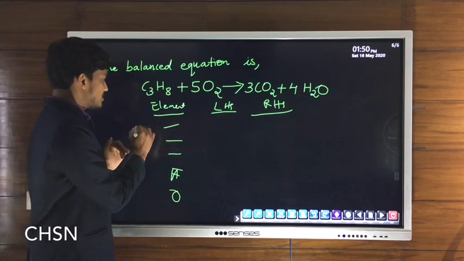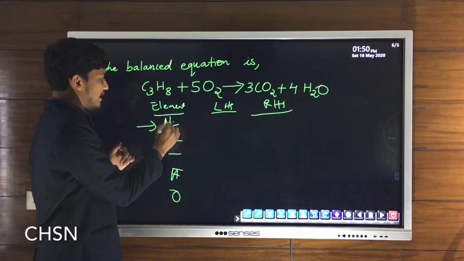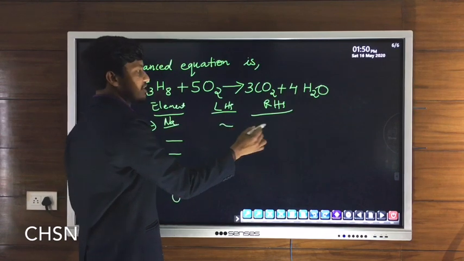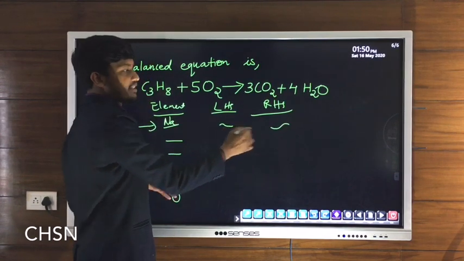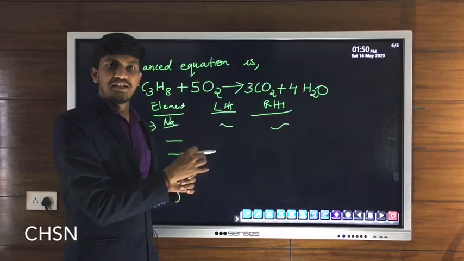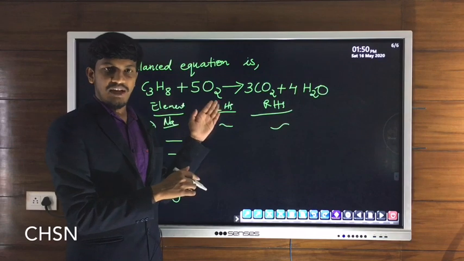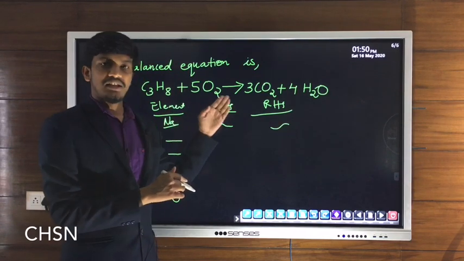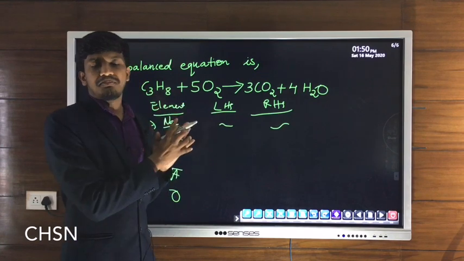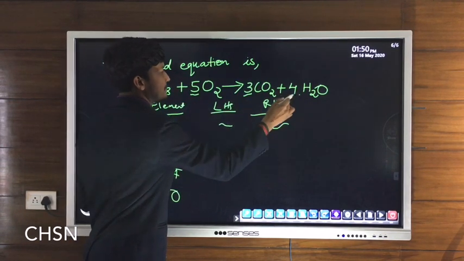Then we will count. Suppose the first atom is sodium, Na, we will count the number of sodium atoms on the LHS and on the RHS. If the numbers are not equal, make them equal by multiplying by a suitable number, that is the coefficient. We have to write the coefficient on the LHS or RHS. The important point is that we can write only the coefficient like this.